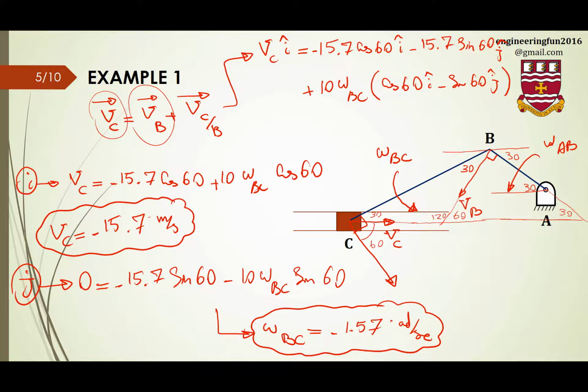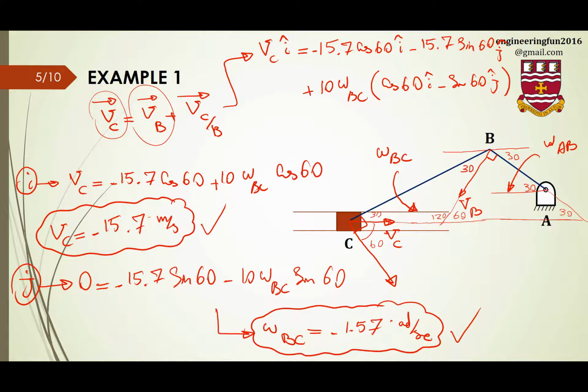So what I found here is that omega BC is in the other direction, positive 1.57 in the other direction, or minus 1.57 in this direction, and VC is minus 15.7 in this direction if this is my coordinate, or positive 15.7 if that's the coordinate. And these two were what we were asked in the question. We were asked to find the angular velocity of rod BC and the velocity of point C.